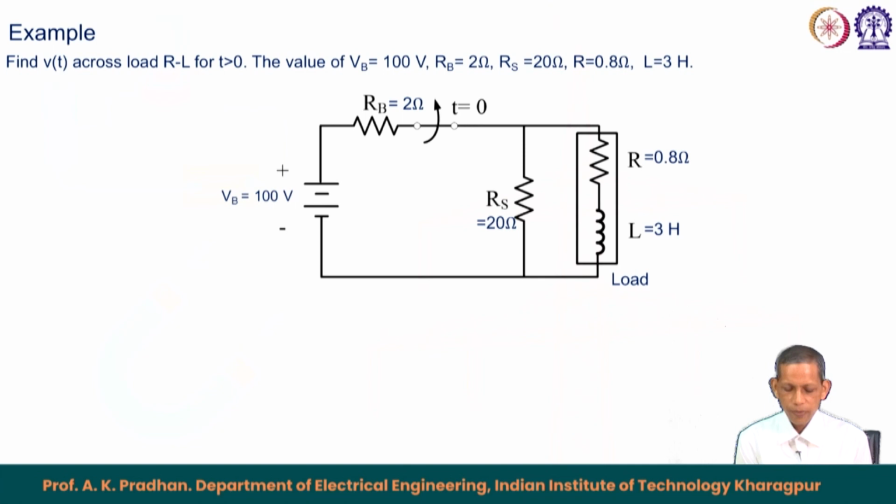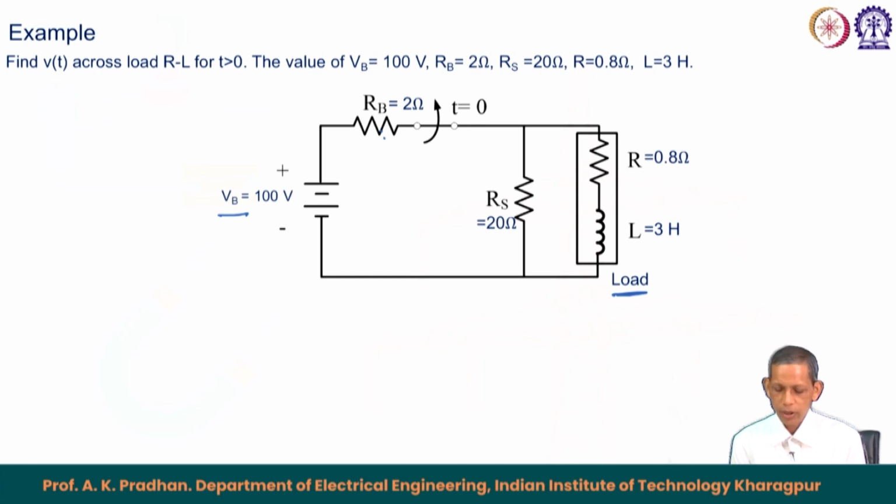We have another example now for this circuit. We have a load here, the load consists of an R and L, and then a battery is there, and the battery is connected to the load through resistances R B and R S. The load is connected across R S.